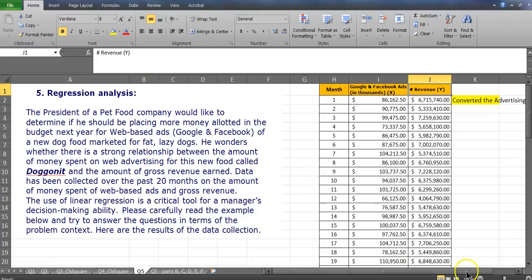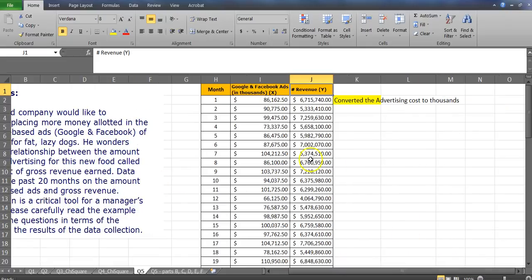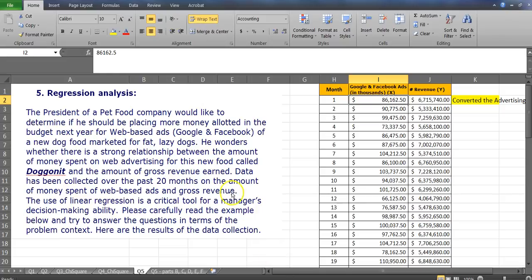In this particular example, what I like to do too is anytime there's some sort of figure and it's truncated, in the case of dollars, and it says in thousands in your particular homework, actually do the conversion yourself. So that's what I made a note here. I converted the advertising cost to thousands. So instead of 8.62, it's actually $86,000 in there. Keeping that simple will help you in your interpretation of the output. So just another second tip: always have an X and a Y in your columns and make your conversions ahead of time.